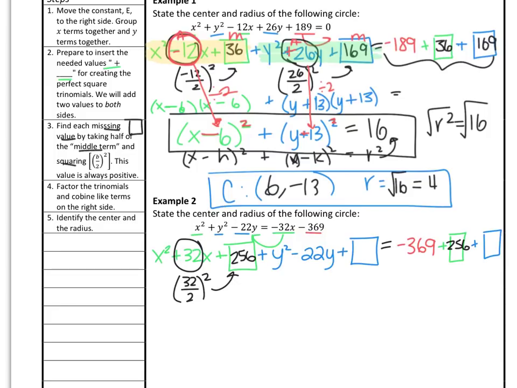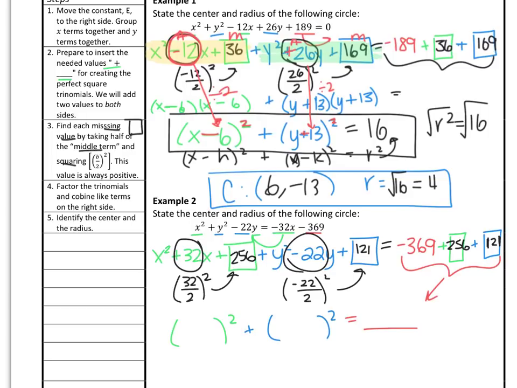Go ahead and come up with your value for the y's. Cut negative 22 in half, square it, and that gives you 121. No matter if you divide it in half and it's negative, whenever you square something, it's always positive. Okay, so now I've got to write my parentheses. I know that it's going to be something squared plus something squared equals some number. Right, this number is the easiest part to come up with. Type it in your calculator.